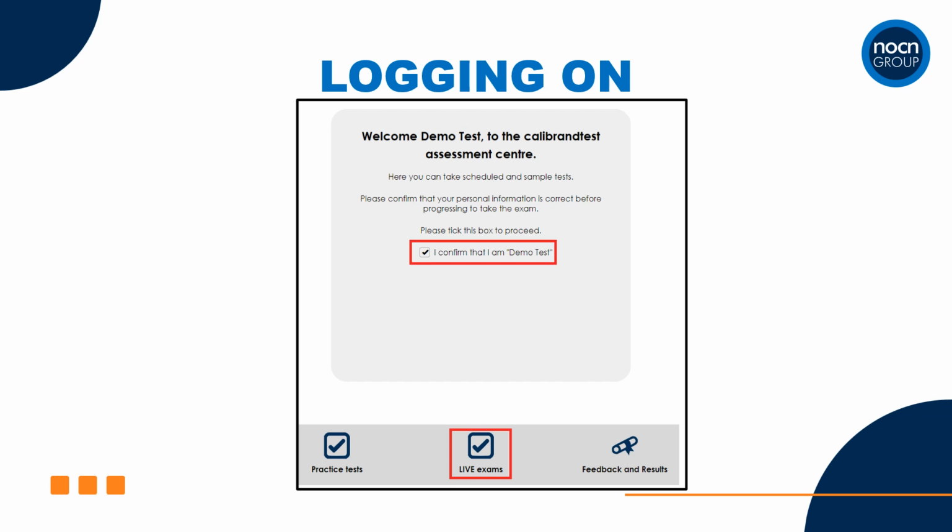A learner can access any practice tests or live tests that have been assigned to them by logging on to the online assessment platform. They will be greeted by this screen once they have logged on and they must tick the box to confirm their identity. They will then be able to select practice tests, live tests or feedback and results. Live tests will only be visible if they have been scheduled and unlocked by the centre.